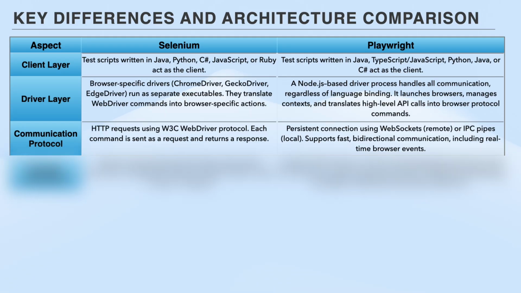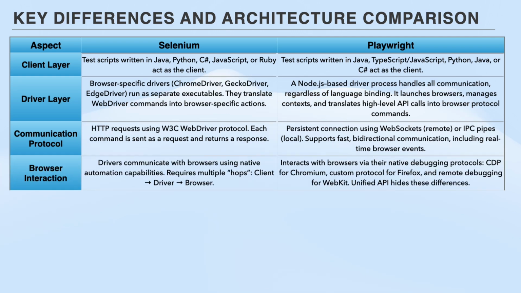Fourth is the browser interaction. So, the communication path to the browser is shorter and more direct in Playwright. While in Selenium, commands go through multiple layers, like from your test script to the WebDriver client to the browser driver, and then finally to the browser. On the other hand, Playwright interacts directly using native protocols like CDP for Chromium, custom protocols for Firefox, and remote debugging for WebKit.